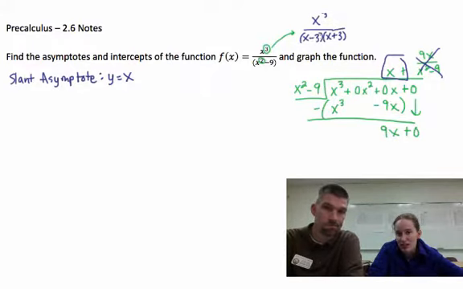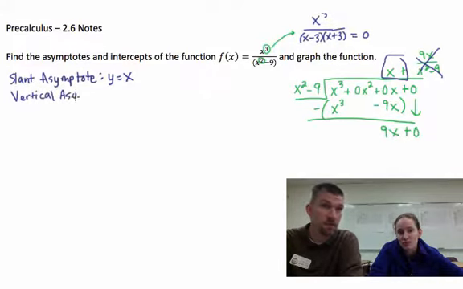Now we can set the bottom equal to 0 and solve to get our vertical asymptotes. It looks like it's going to be 3 and negative 3 because nothing cancels out on top. So x equals negative 3 and positive 3.